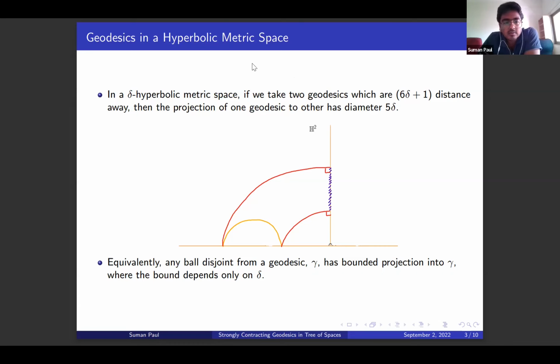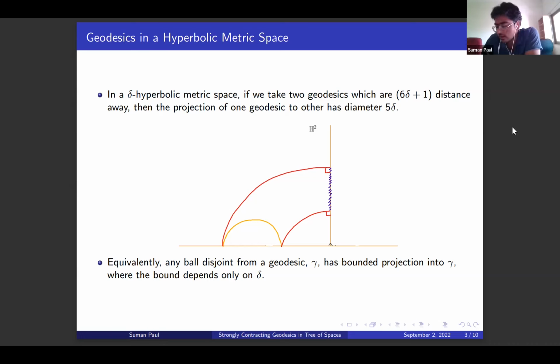Already we have seen the hyperbolic metric space is very different from the Euclidean metric space. And so the geodesics in a hyperbolic metric space will also be very different. So this is one property of geodesics in a hyperbolic metric space. If you take two geodesics which are 6 delta plus 1 distance away, then the projection of one geodesic to another geodesic has diameter at most 5 delta.